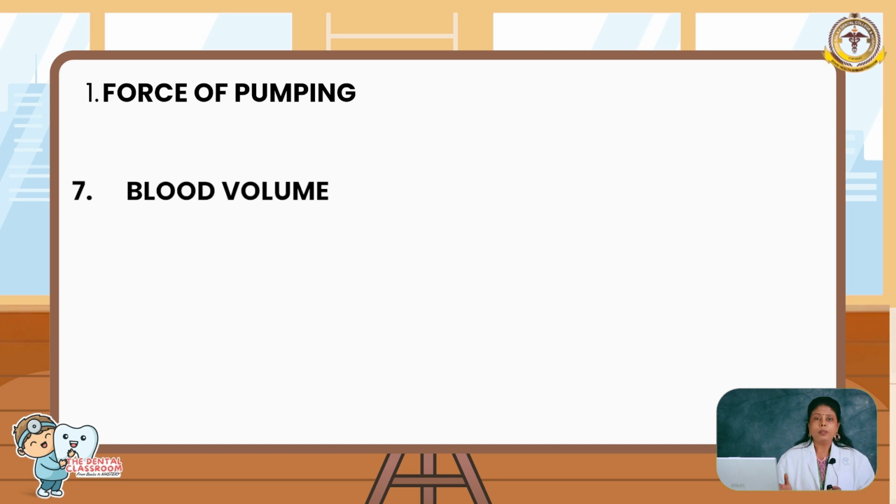So to sum up, there are four major factors which regulate the cardiac output. First is the myocardial contractility. Second is the peripheral resistance. Third is the heart rate. Last one is the venous return. All these factors will directly influence the cardiac output, and the factors which influence all these four factors will indirectly contribute to the cardiac output.